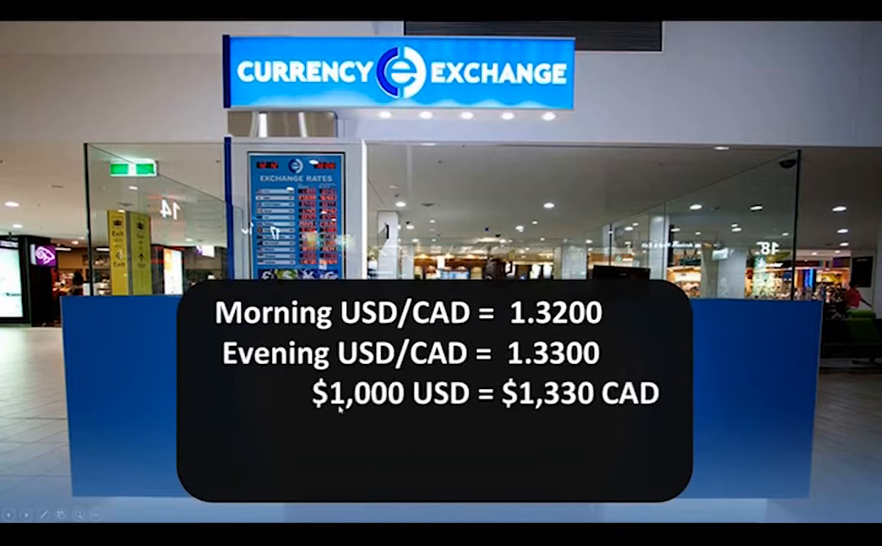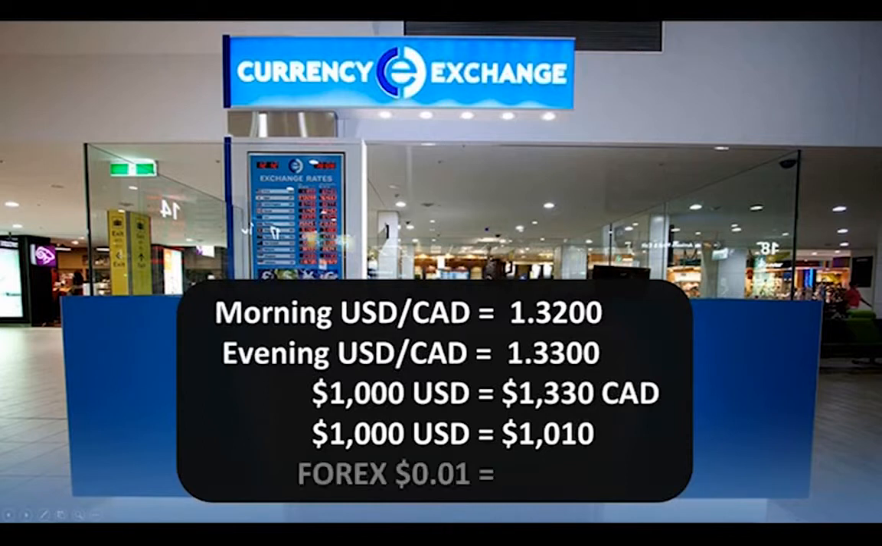So what that means is that our 1,000 US dollars are now worth 1,330 Canadian dollars. So for our 1,320 Canadian dollars, we would get back $1,010 US. So we would have made a $10 profit. There was our currency exchange right there. As we exchanged that back, we made a $10 profit off of that.